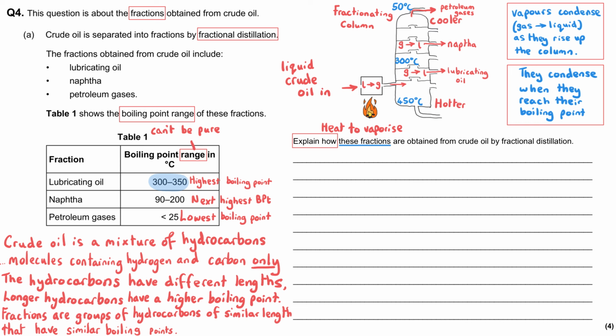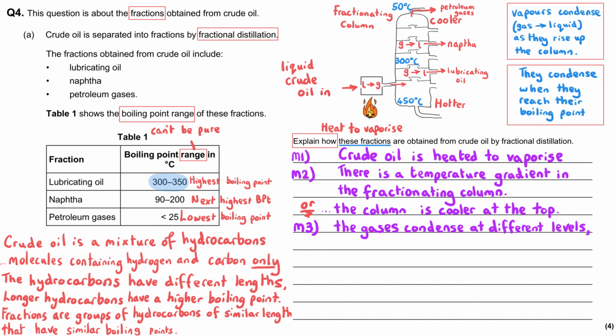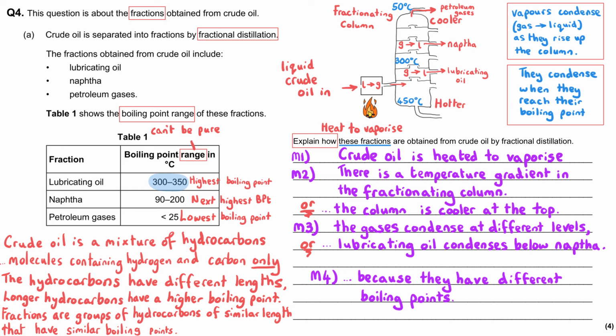And so how do we make sure that we get all 4 of these marks? Well, first of all, we need to say that the crude oil is heated to make it vaporize or to make it evaporate. And then when it enters the fractionating column, it will rise up and it will cool down because it is cooler at the top than it is at the bottom. And then these vapors will condense at different levels. And we can be specific and say that the lubricating oil will condense lower down than naphtha. And they condense at these different levels because they have got different boiling points.